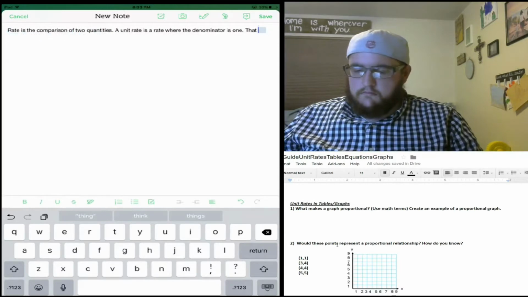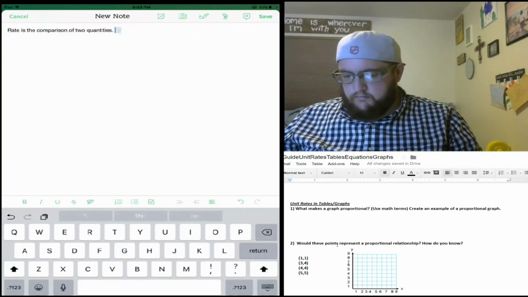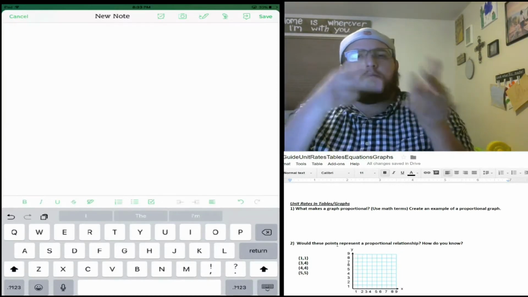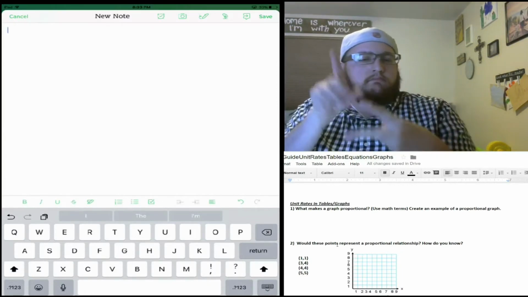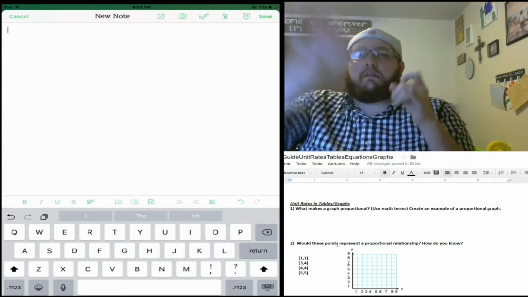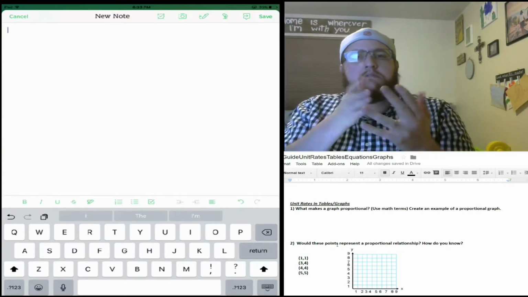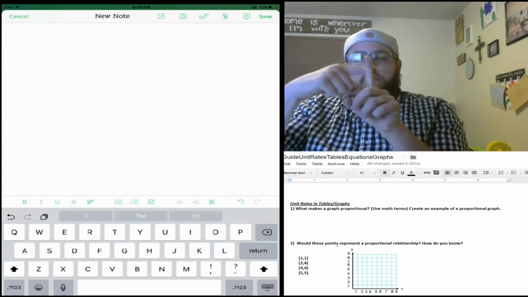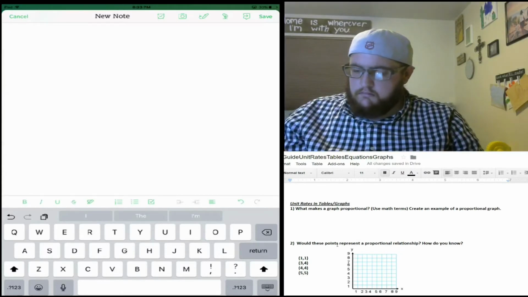So let me erase the answer to one of the first problems we had. Anyway, remember we had a PowerPoint talking about the rules for things being proportional. And it said for a graph it must have two things. First, it must be a straight line. The points must create a straight line. Additionally, it must pass through the origin. So we'll draw an example of one real quick.